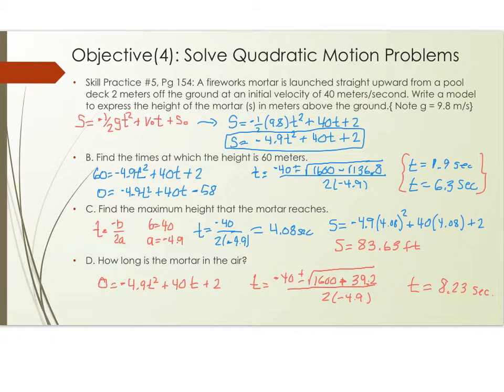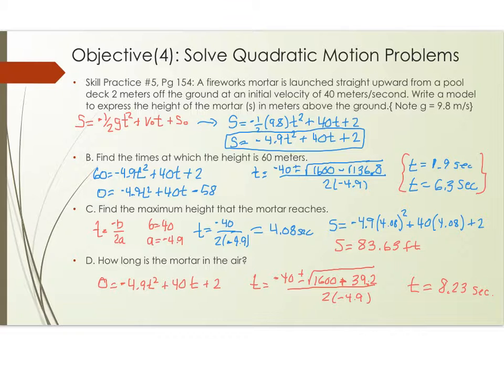The last objective, objective 4, is to solve quadratic motion problems. So we're going back to skill practice number 5, page 154, and we're going to make some modifications to this problem, which we find very interesting. It says a firework mortar is launched straight upwards from a pool deck 2 meters off the ground at an initial velocity of 40 meters per second. It says write a model to express the height of the mortar in meters above the ground.